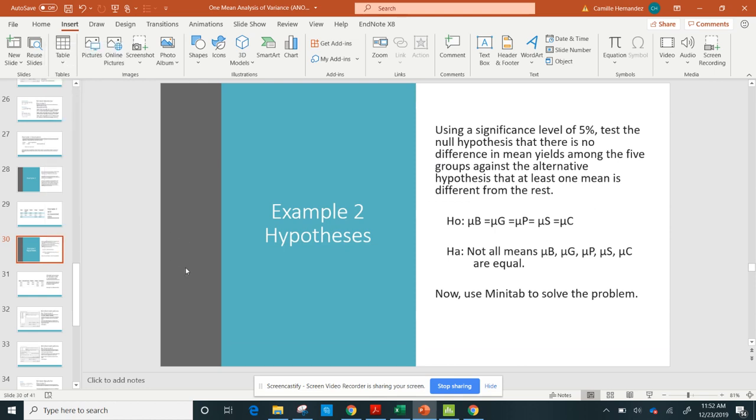All right, I went ahead and wrote them that the null is the mean of B equals the mean of G equals the mean of P equals the mean of S equals the mean of C. So why did I do the letters? Well, the letters show me the different ground covers, so I'll know better what to look at. And again, the alternative is that they're not all the same. Again, it doesn't tell me which ones are different. I can make assumptions, but there's further tests I have to do to see what those are.